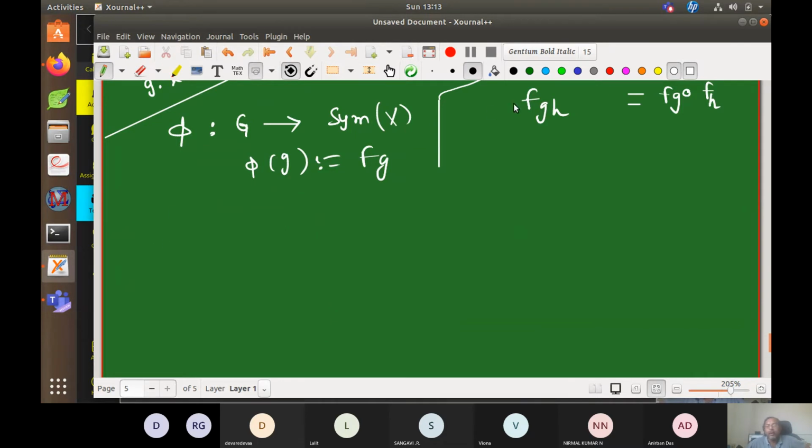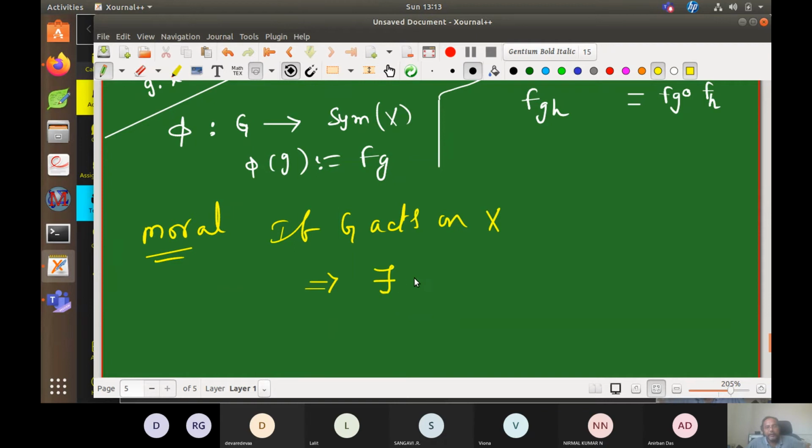So now the big moral, moral of the moral. The big moral is: if G acts on X, then there exists a homomorphism from G to the symmetric group of X. Okay, so dedicated to whom?